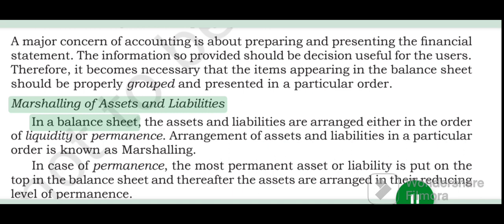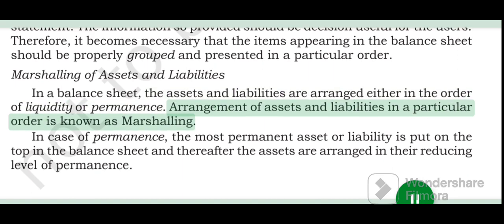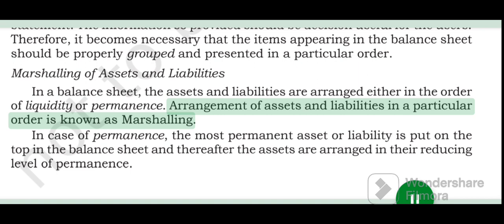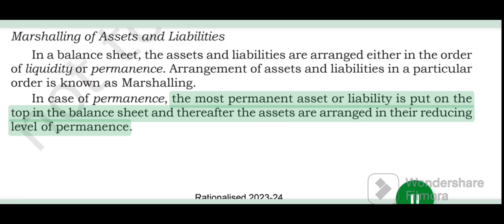Marshalling of assets and liabilities in a balance sheet. The assets and liabilities are arranged either in the order of liquidity or permanence. Arrangement of assets and liabilities in a particular order is known as marshalling. In case of permanence, the most permanent asset or liability is put on the top in the balance sheet and thereafter the assets are arranged in their reducing level of permanence.